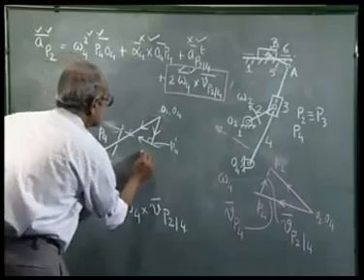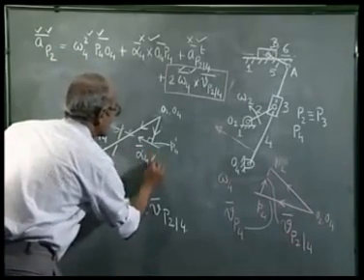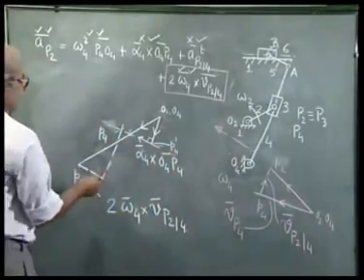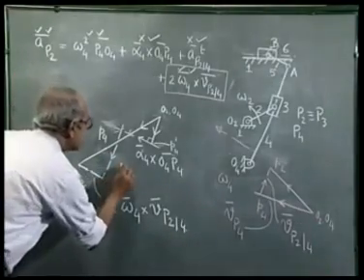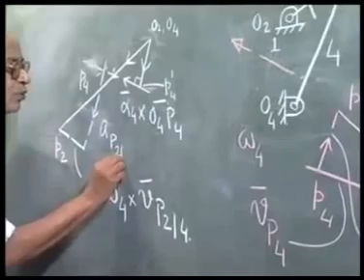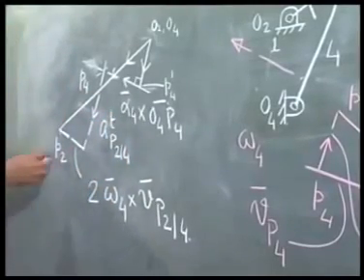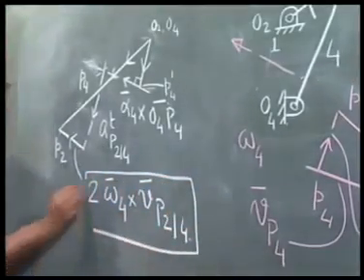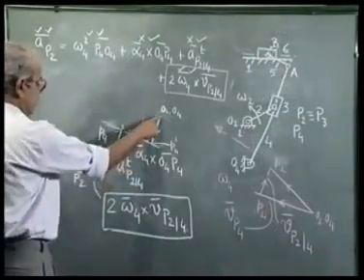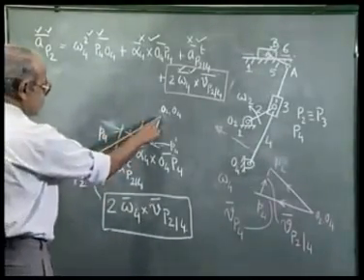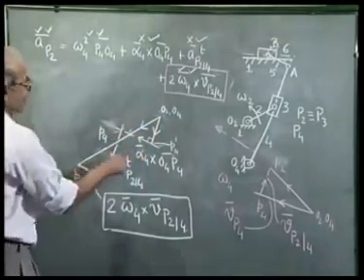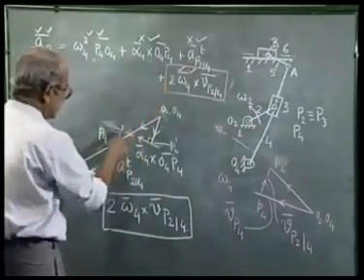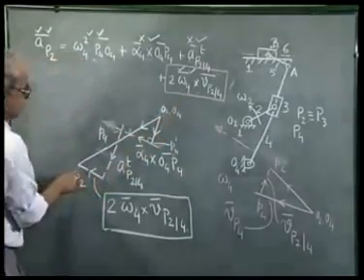This vector is alpha 4 cross O4 P4. This vector represents AP24 tangential, and this vector represents the Coriolis component of acceleration. So now you see that acceleration of P2, this vector, is a sum of 1, 2, 3, 4 vectors, namely this one, represented by this one, represented by this one, represented by this, and the last term represented by this.